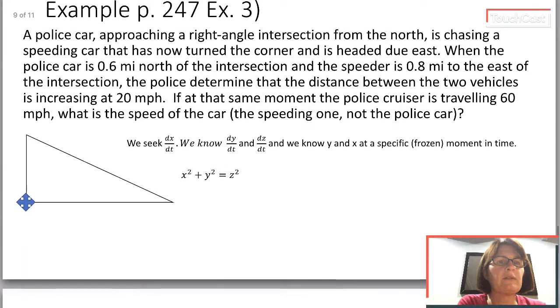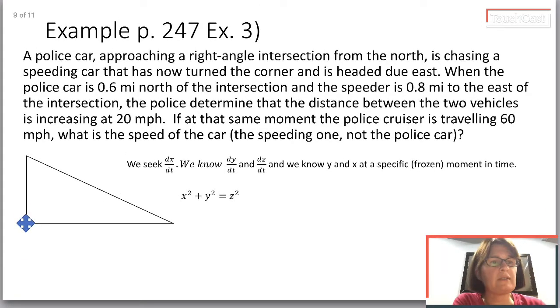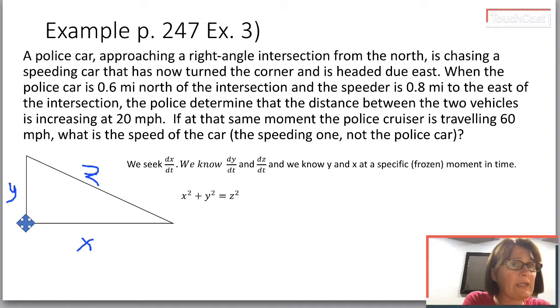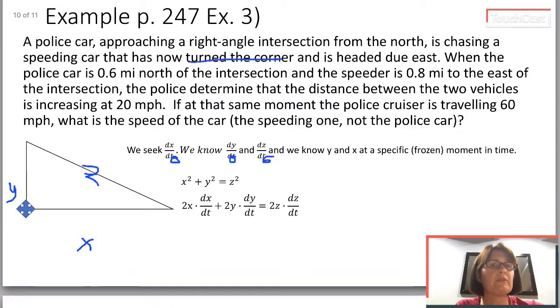All right, so there we go. If this is X, horizontal distance, Y, vertical distance, like north-south distance, and Z, and I know that has to be a right triangle, because this is a right angle intersection, then I know that X squared plus Y squared is going to equal Z squared. And now I've related X and Y and Z, which is the one thing I needed to be able to do. Now I'm going to take the derivative of both sides of that equation with respect to time. So just make sure that we use implicit differentiation.